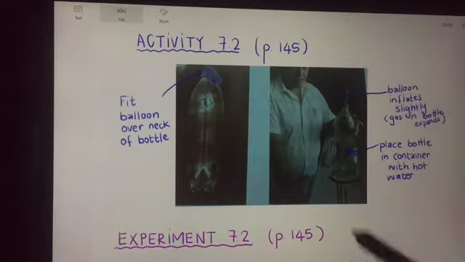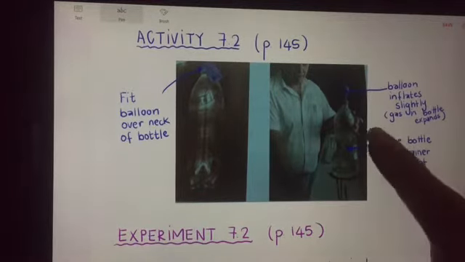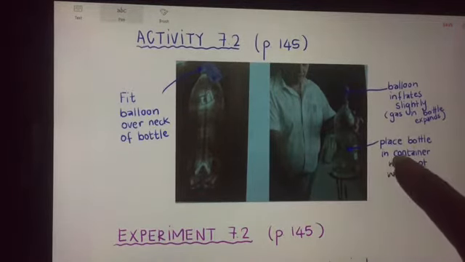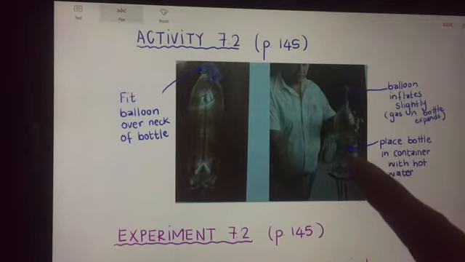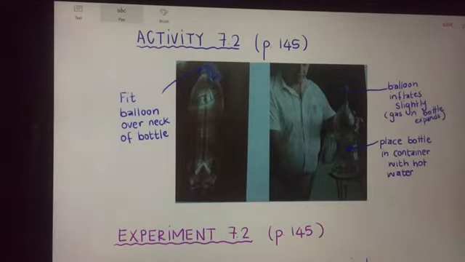And this illustrates Charles's law, because the gas inside the bottle is heating up, so an increase in temperature. So what happens, there's an increase in volume, and that is why the balloon starts to inflate. So this shows the direct proportion between volume and temperature.